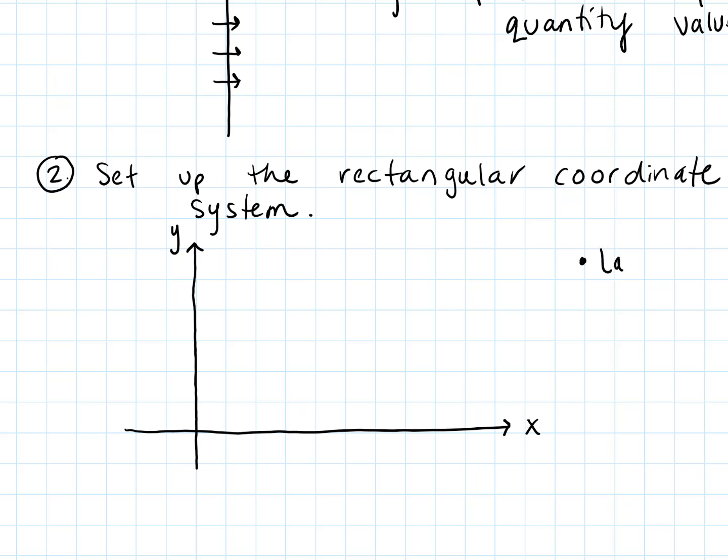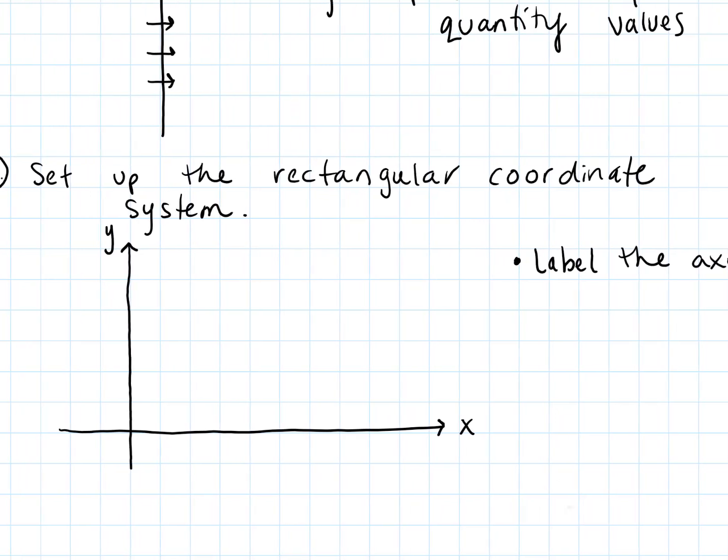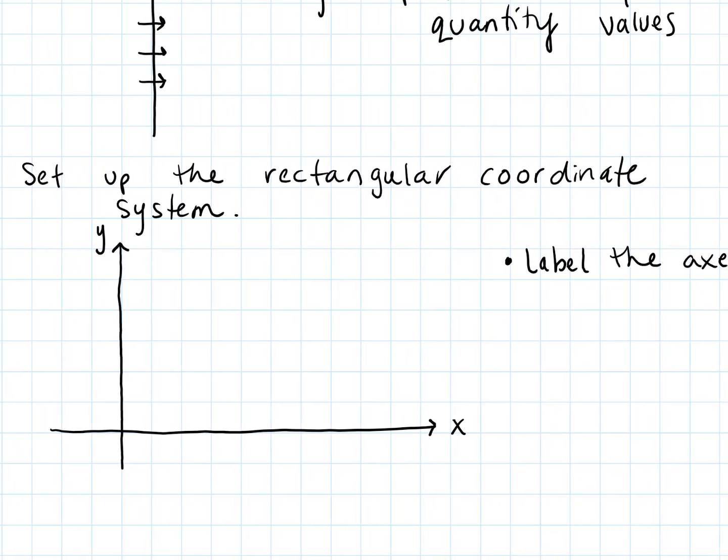When we're setting up the rectangular coordinate system, a couple of things to consider. One, we need to always label the axes. Since in the previous step we figured out what x and y are going to be, that's the first step, figure out what is X, what is Y. Then once we get to setting up the coordinate system, we label our X-axis and our Y-axis accordingly.